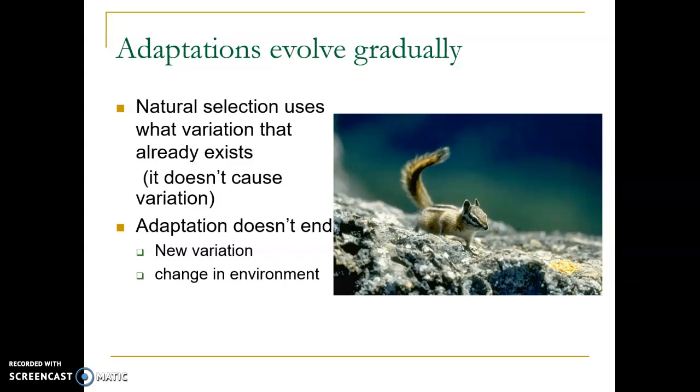We also want to know that adaptation doesn't end, because we continually get new variations into a species through mutation of DNA. And if that mutation is helpful, well, it's going to survive and reproduce and pass that mutation on.